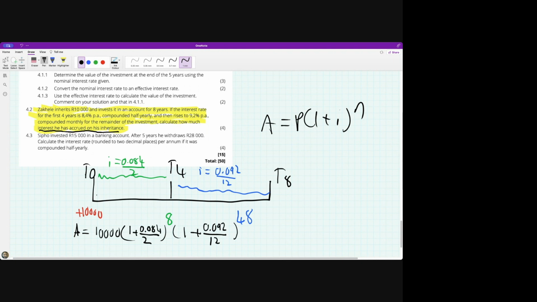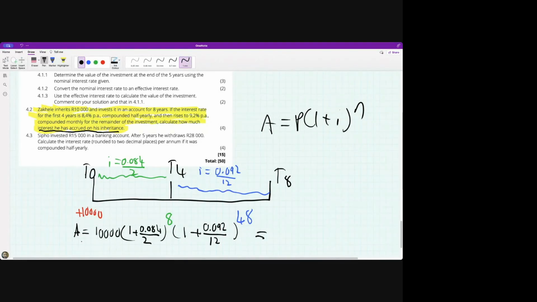So this bit over here is 4 years, but it's in half years. And so 8 is the right number, whereas this is in months. It's 4 years in months, is 48 months. That's fine. Okay, now here's the thing. I do need to know what the final value is, but then I need to also subtract that 10,000.